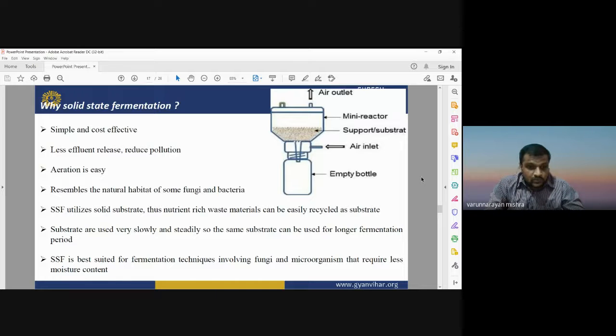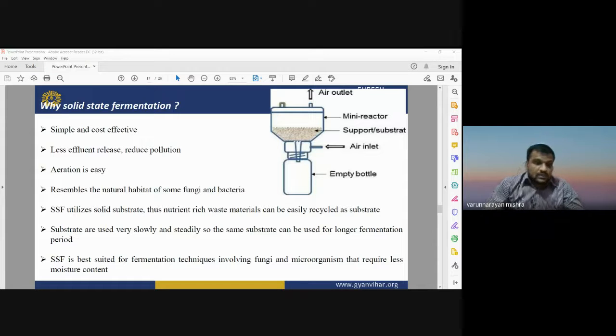SSF utilizes solid substrates, so the nutrient-rich waste material can be easily recycled. These are used very slowly and stably, so the same substrates can be used for a longer fermentation process. SSF is best for the fermentation process that involves fungi and other microorganisms that require less moisture content.